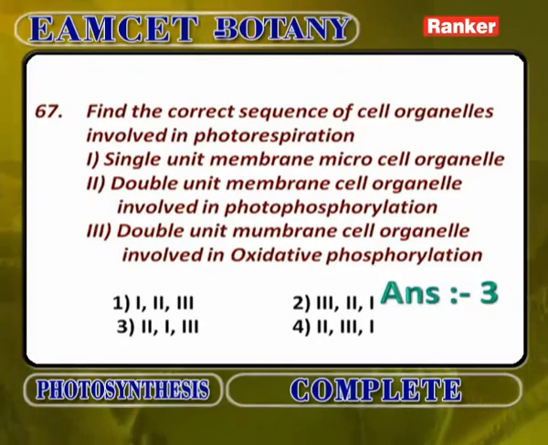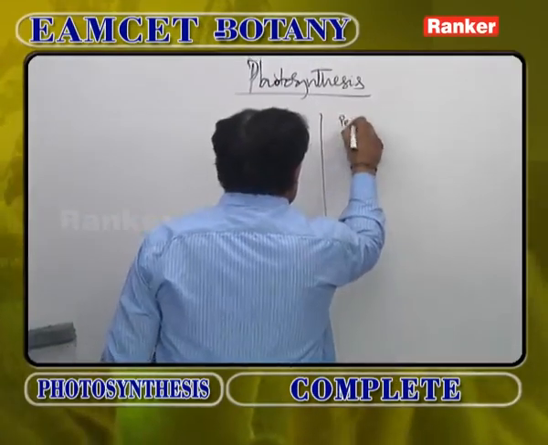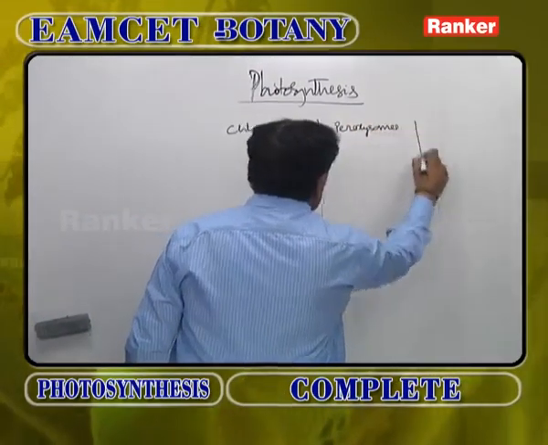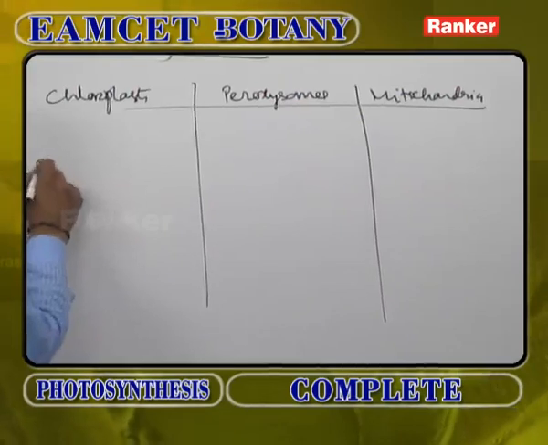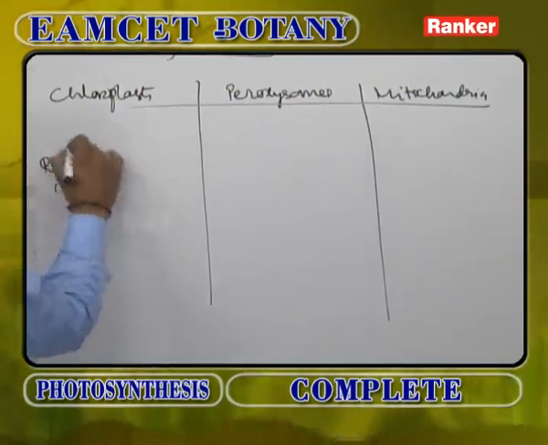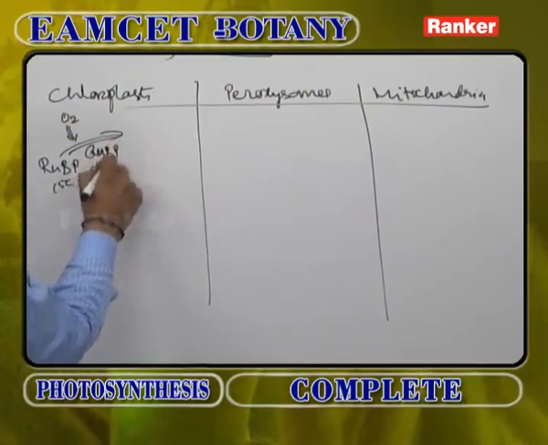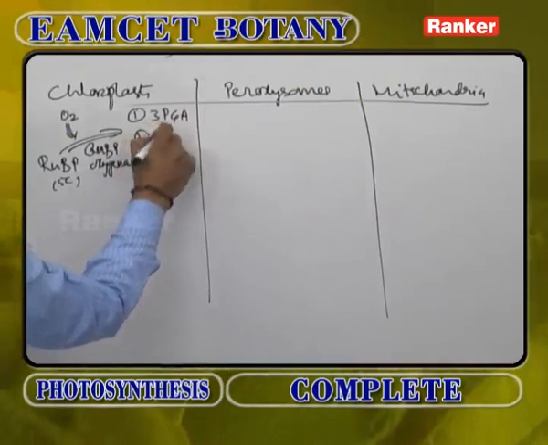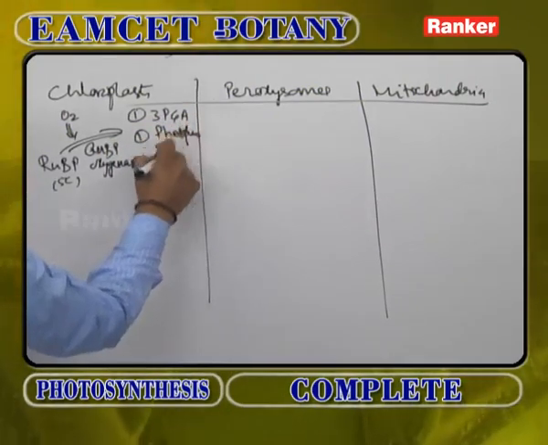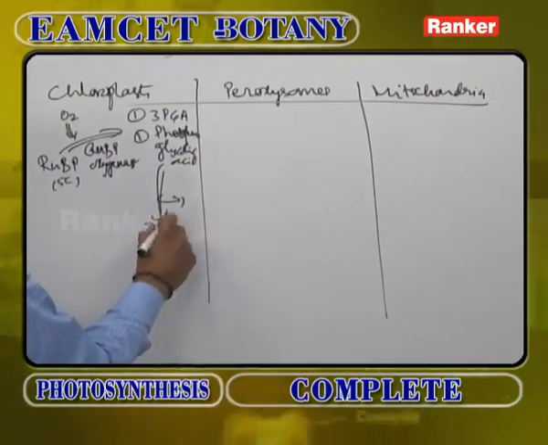Find the correct sequence of cell organelles involved in photorespiration. So photorespiration: chloroplasts, peroxisomes, mitochondria. RuBP, a 5 carbon compound, instead of taking carbon dioxide takes oxygen. In the presence of RuBP oxygenase, it forms 1 molecule of 3-phosphoglyceric acid and 1 molecule of phosphoglycolic acid. This phosphoglycolic acid undergoes dephosphorylation and forms glycolic acid.